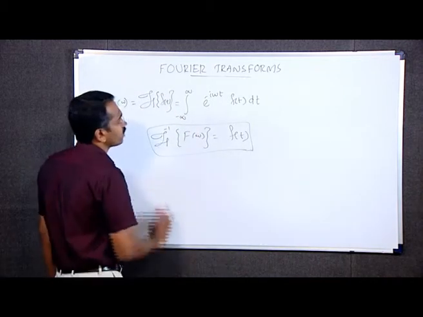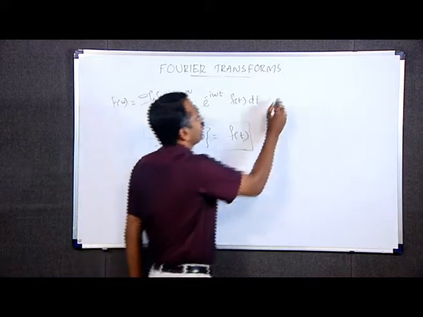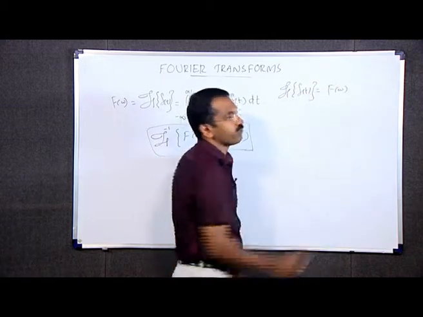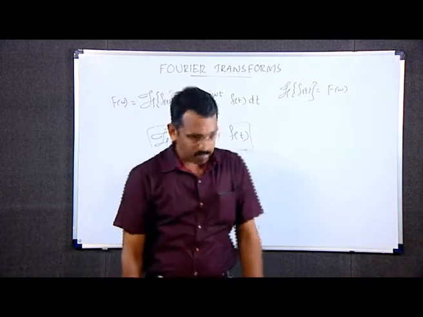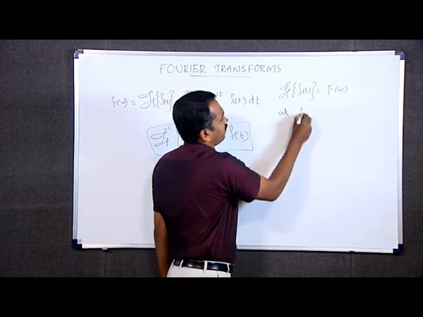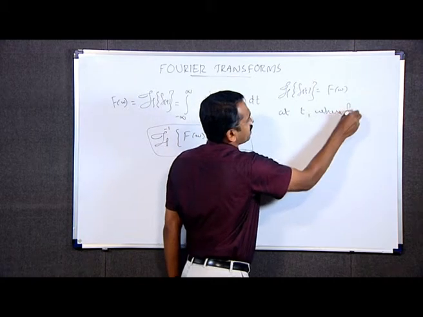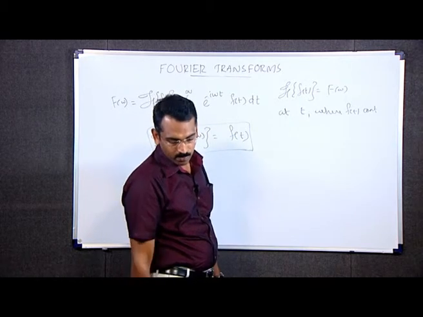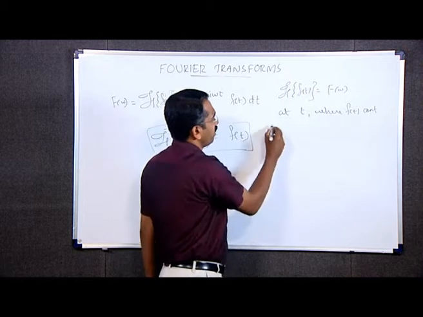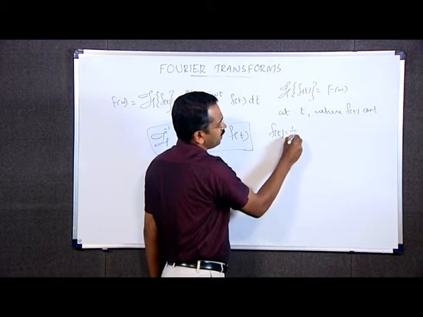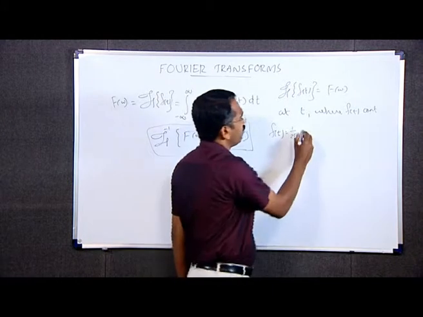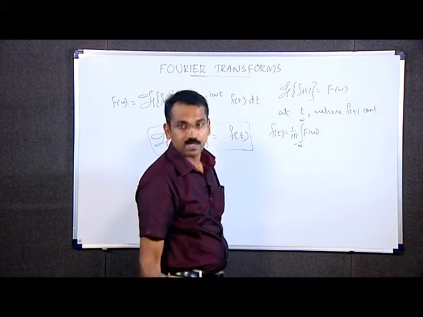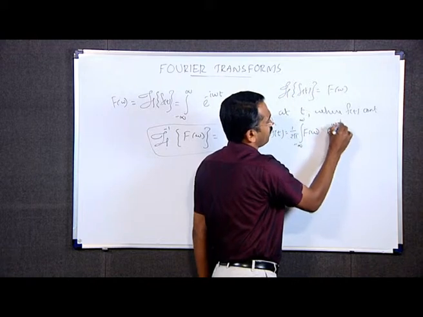Now, we have a theorem. If the Fourier transform of a function f of t is equal to F of omega, then at a point t where f of t is continuous, we can express the function f of t as f of t is equal to 1 by 2 pi into integral from minus infinity to infinity F of omega into e raised to i omega t d omega.